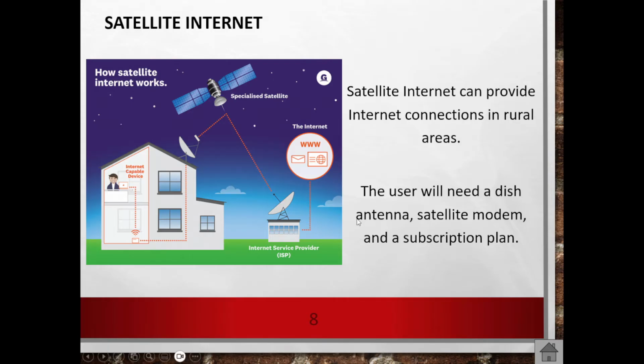No. So the user, in order to connect via satellite, will need a dish antenna. So they're going to need a satellite dish. And they will then have to connect to an internet service provider via that. So you can see the dish then connects to the satellite, that specialized satellite, and it will then connect to the ISP. And obviously you'll have some sort of a subscription plan going with that.